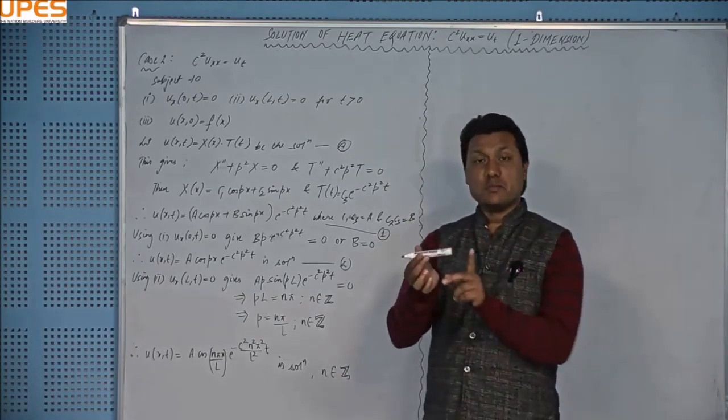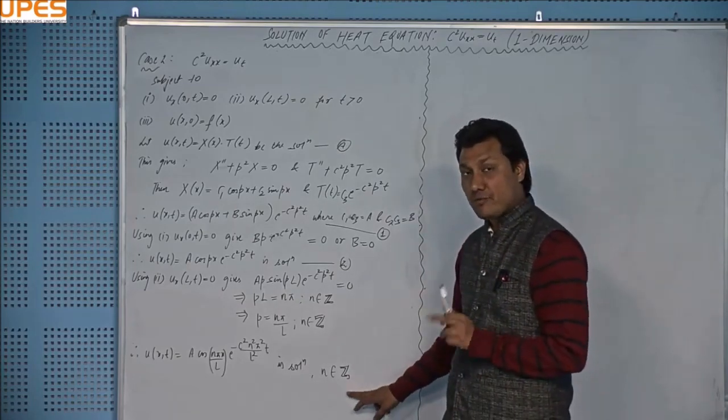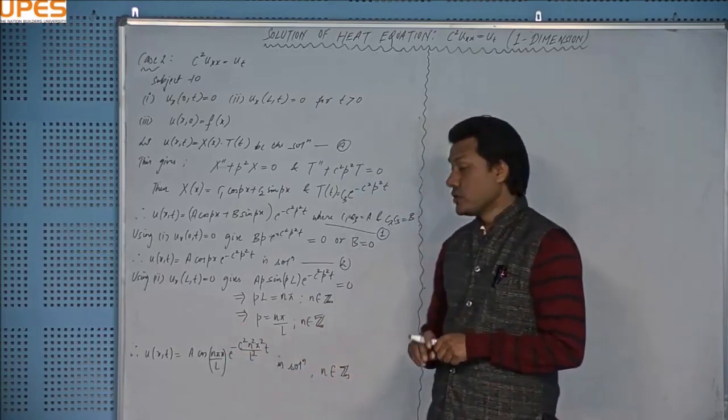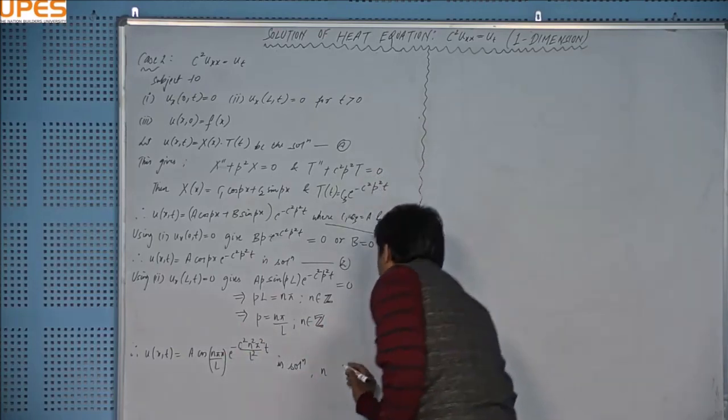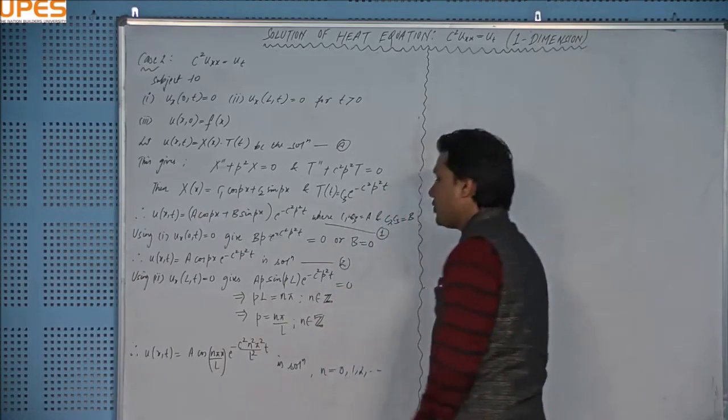For the ends maintained at 0 temperature, we rejected n equal to 0, right? But here we have to accept n equal to 0, because that is not producing the 0 solution, right? So I have to take n equal to 0, and obviously 1, 2 and 3 are also allowed, right?